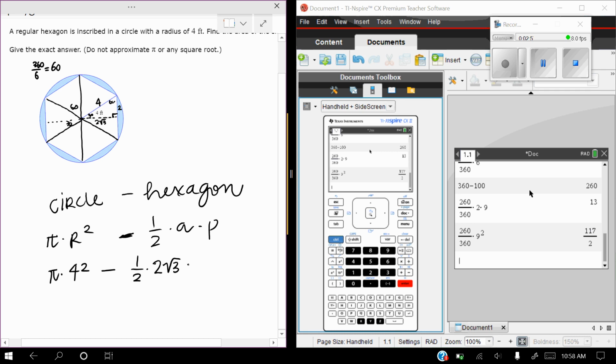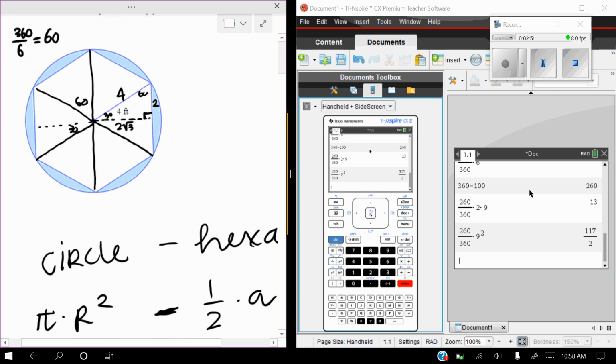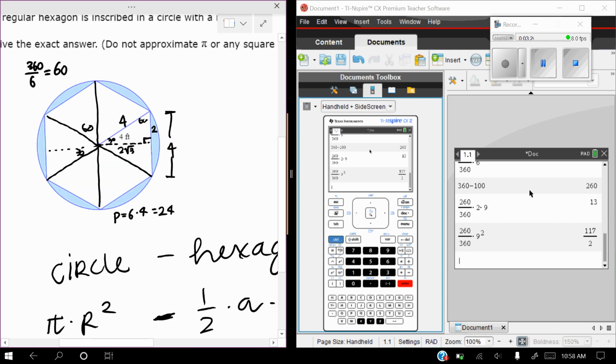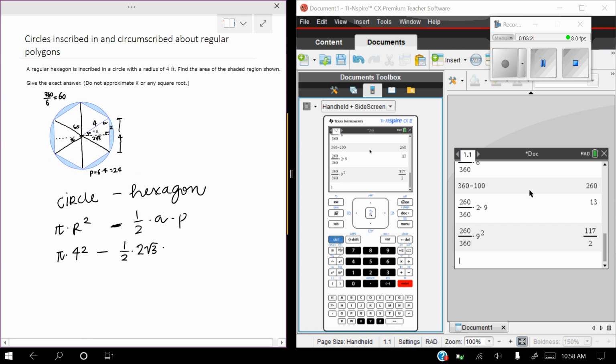And the perimeter. I'm going to zoom back in here. I know that this little side is 2, which means the whole thing is 4. So if this side length is 4, and we have 1, 2, 3, 4, 5, 6 side lengths, the perimeter would be 6 times 4, which is 24. I'm going to come back out here. So our apothem is 2 root 3, and our perimeter is 24.